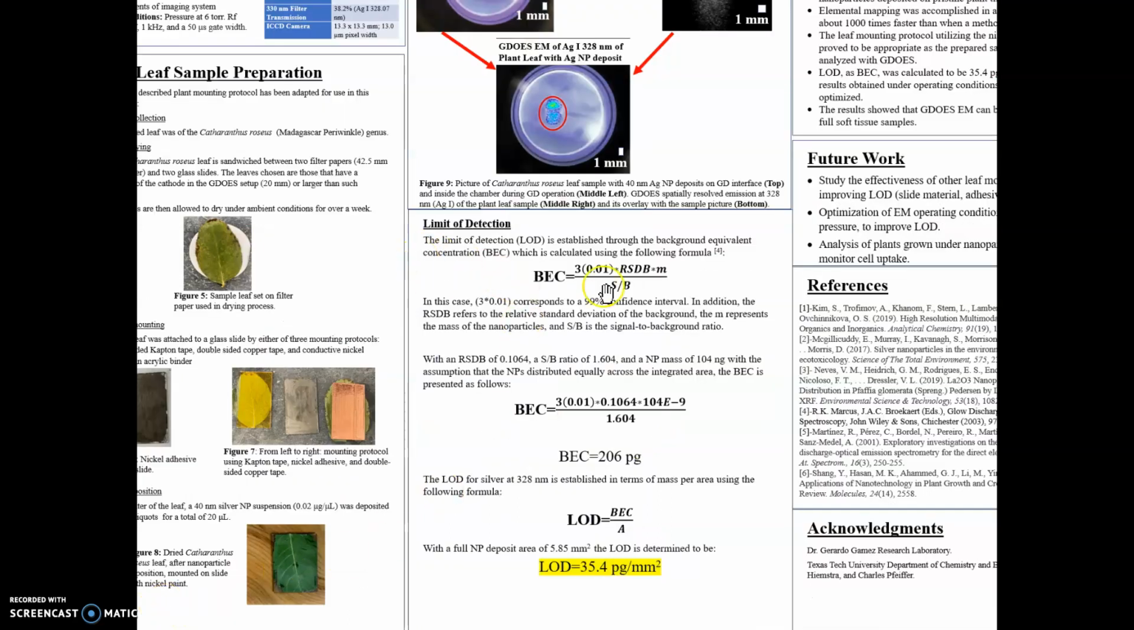Our data is analyzed by calculating a limit of detection. The limit of detection is actually established through a background equivalent concentration. The background equivalent concentration takes into consideration the relative standard deviation of the background and a signal to background ratio in addition to the mass of the nanoparticles. Later on, the LOD can be calculated by dividing the background equivalent concentration by the nanoparticle deposit area in order to obtain an LOD of 35.4 picograms per millimeter squared.